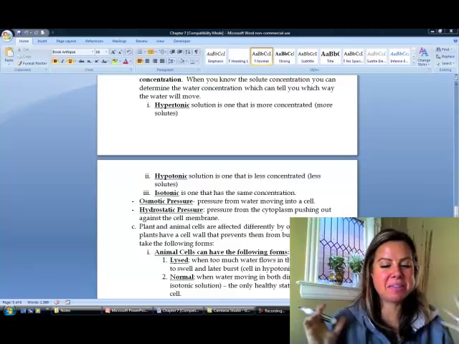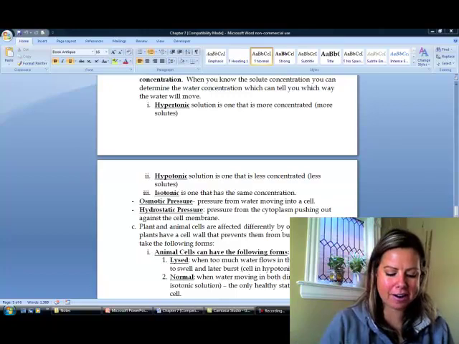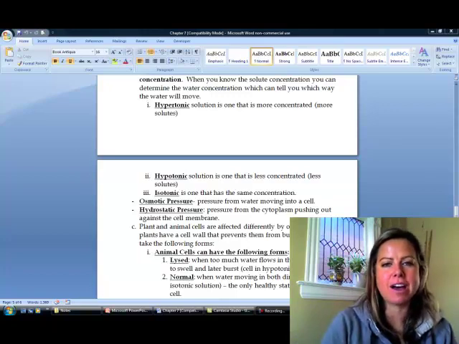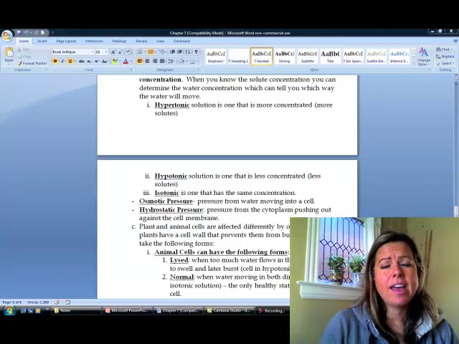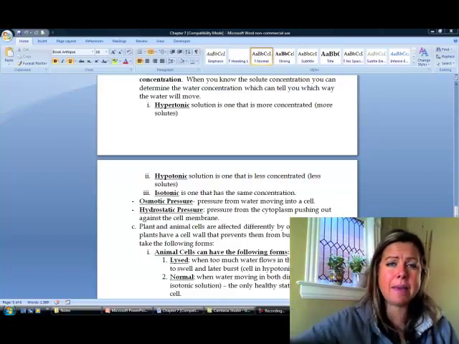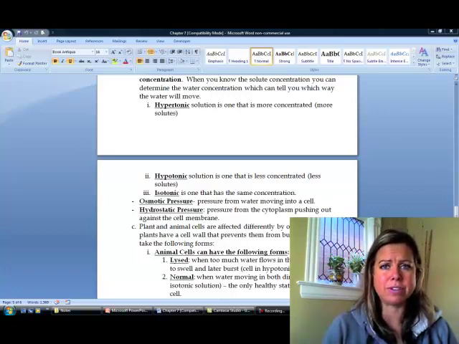All right, so this is the part of this chapter that people usually have the biggest issues with. And it's using the words hypertonic, hypotonic, and isotonic. So that end of the word, tonic, has to do with solute concentration. And hyper means really high concentration. Hypo means very low. And iso means equal. So those are the three words that we're going to be using.